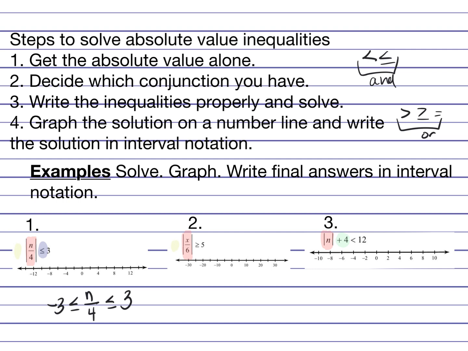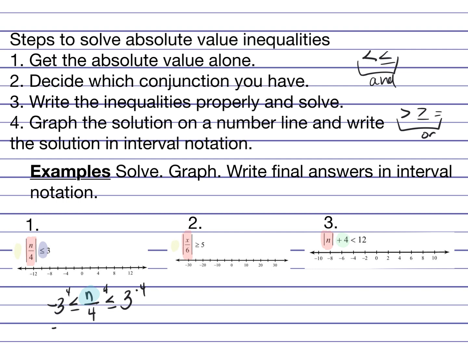We are going to get this alone. I want to get n alone. How do I get rid of dividing by 4? You multiply by 4. So I'm going to multiply each section of this problem, because I'm going to highlight and show you. There's 1, 2, 3 sections. 1, 2, 3. So I have to multiply each section by 4.